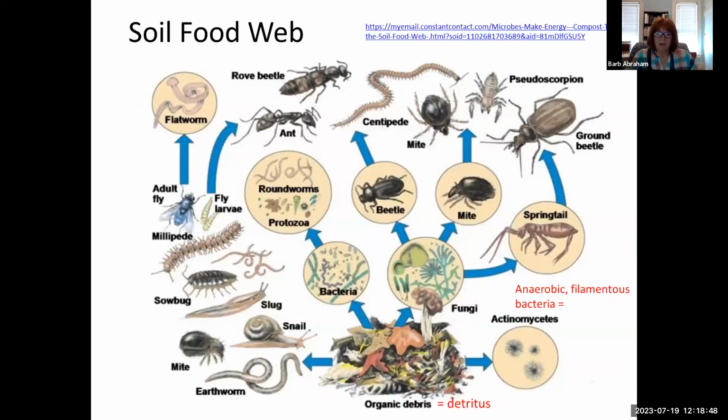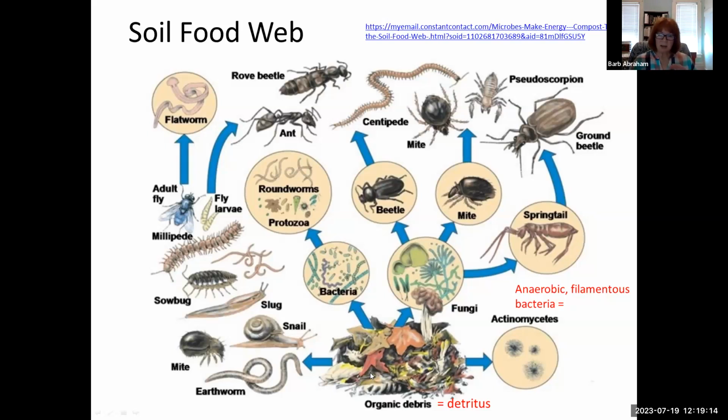Okay, so here's a diagram showing pretty much all the categories, except for maybe the arthropods, all the categories of organisms in the detritus or soil food web. And I've added a few things. So the organic debris is technically called detritus. Here you have leaves and carcasses, etc.